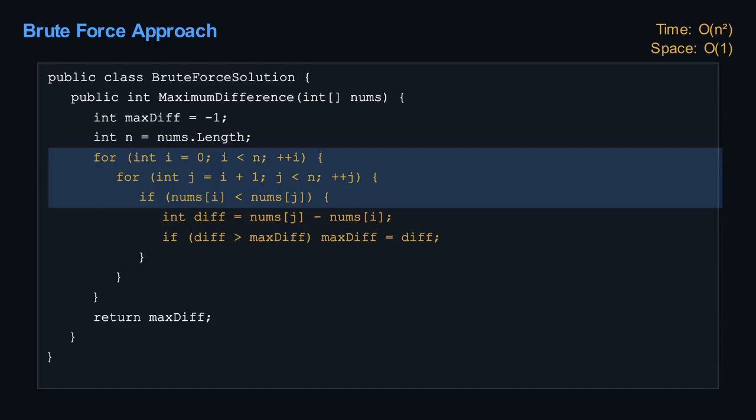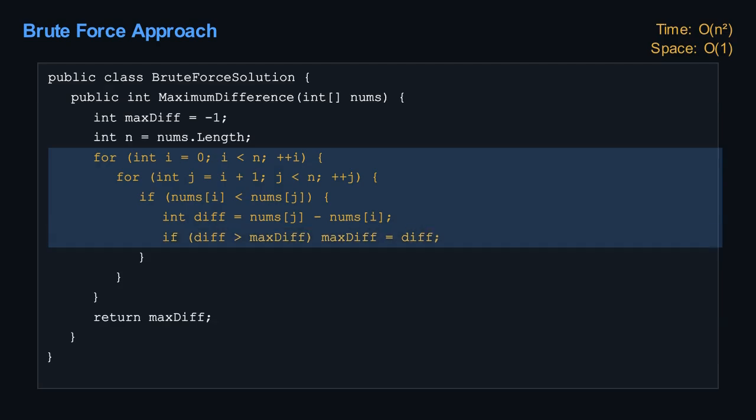This works, but checking every pair leads to a quadratic time complexity, O(n squared), which becomes very slow for large arrays. Space complexity is constant, big O of 1, as we only use a few variables.